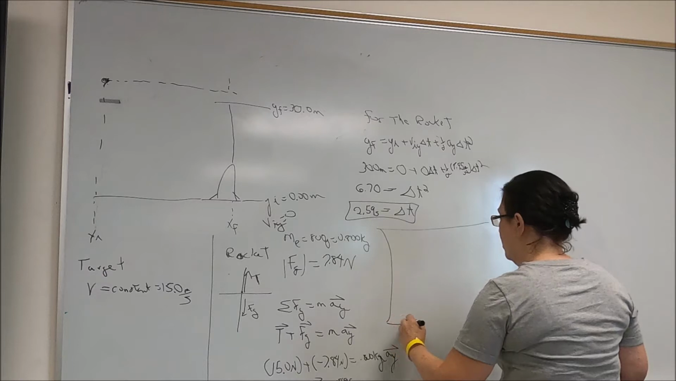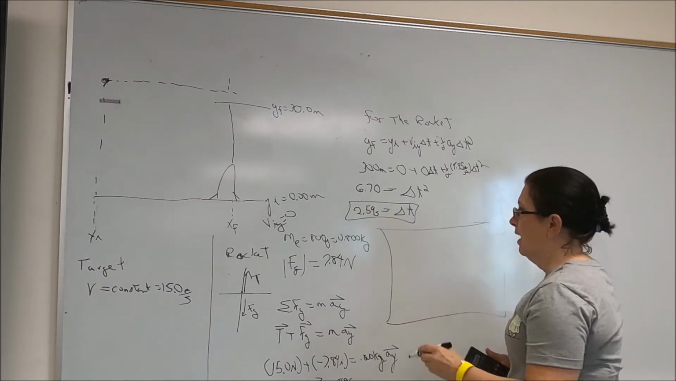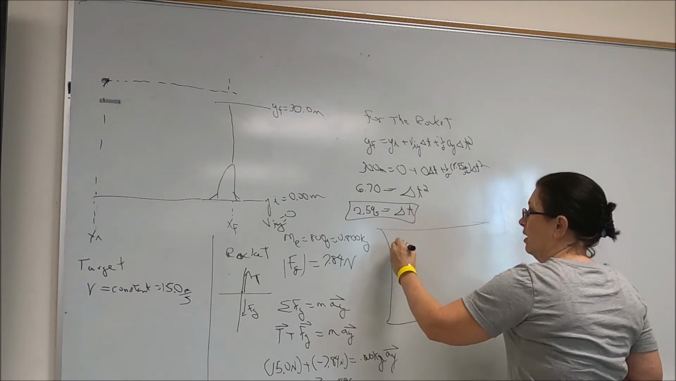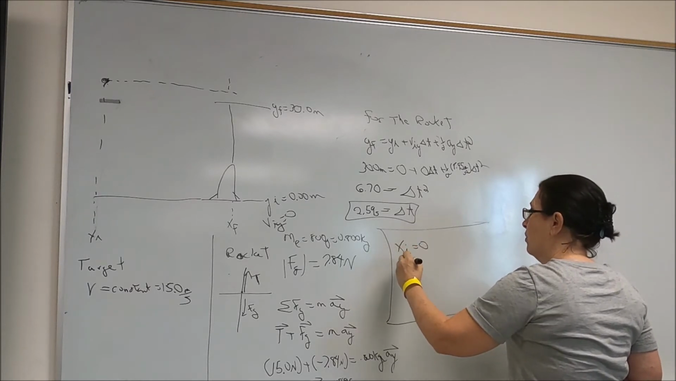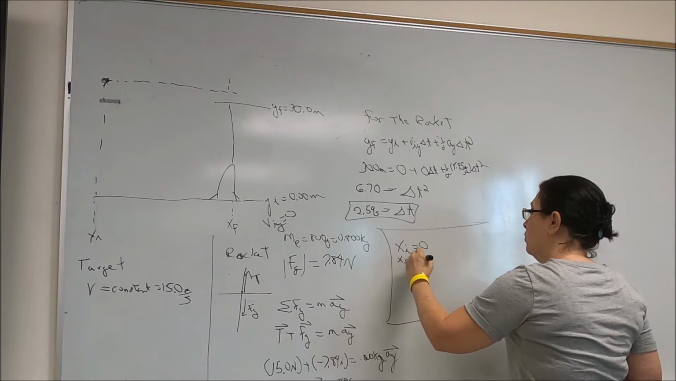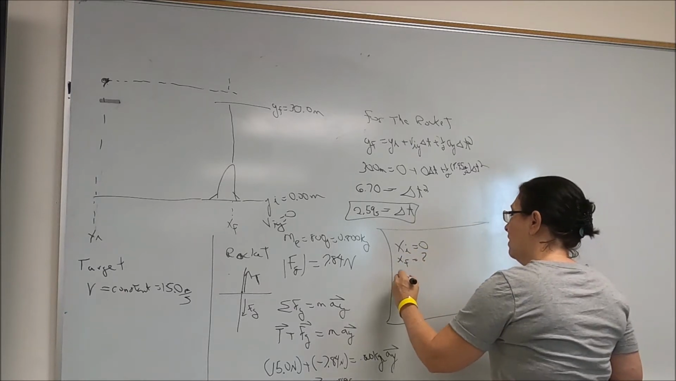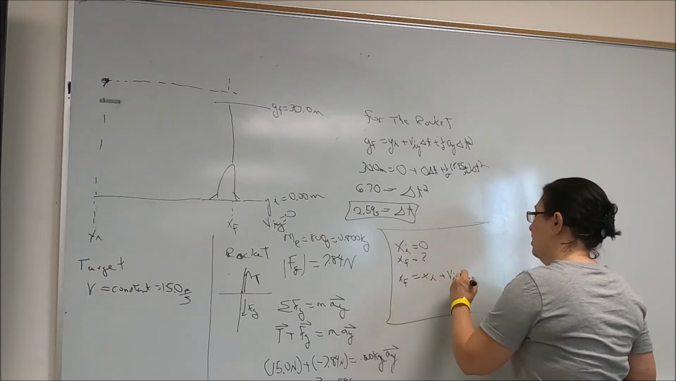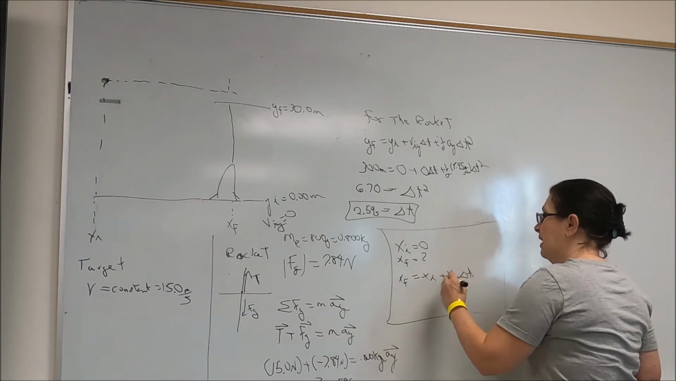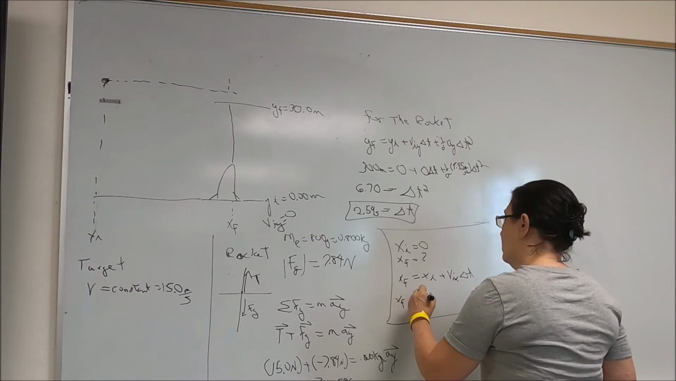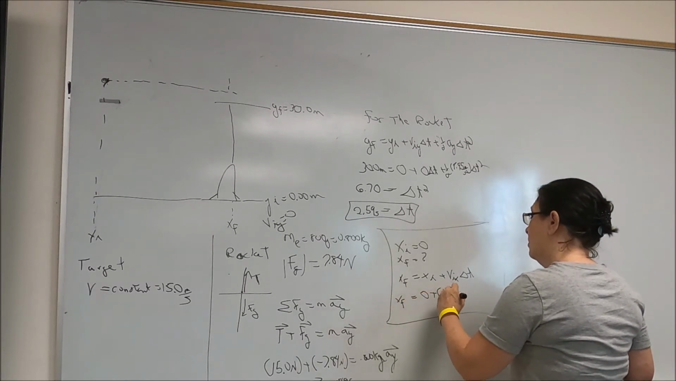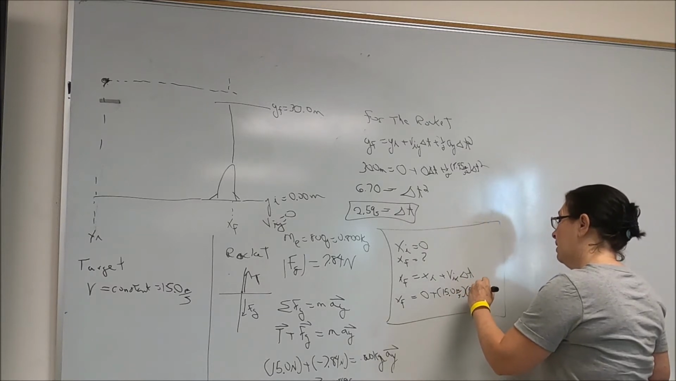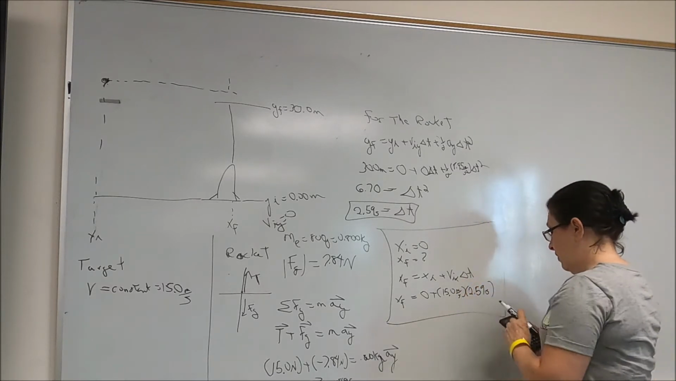Now I can look at the target. I know that x initial we're going to call 0. X final is what I want to know. So I can say that x final equals x initial plus v initial x delta t. So x final is going to be 0 plus 15 meters per second times 2.59 seconds.